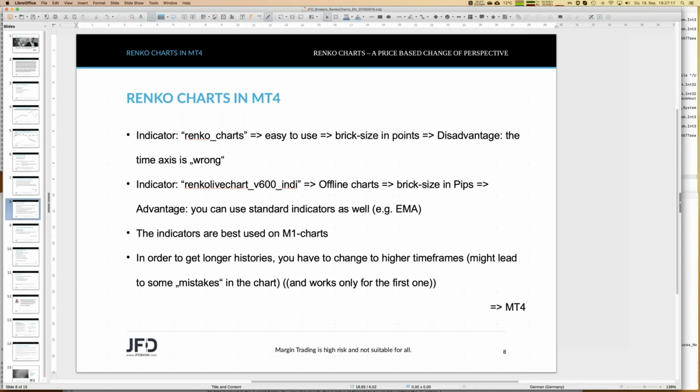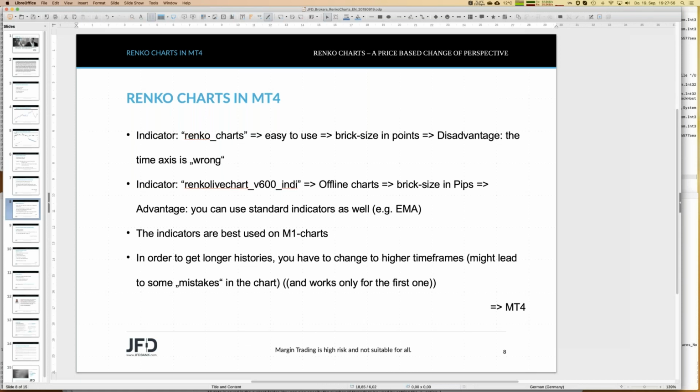The other indicator is called Renko live chart underscore V600 underscore Indi. And that one is quite a tricky one because you throw it on a standard chart, but then that indicator creates a so-called offline chart. And that one you have to open. Now for that indicator, the brick size is given in bips, okay? But the other advantage, because we get a new real chart, is that the time axis is at least correctly labeled, but as I told you, time axis doesn't matter really.